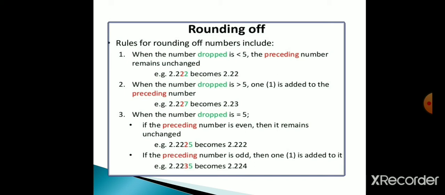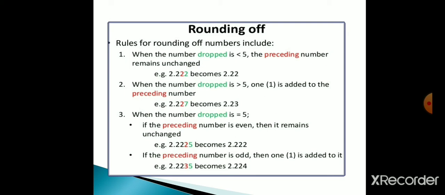The third rule is when the number dropped is equal to 5, there are certain rules to be followed. That is, if the preceding number is even, then it remains unchanged. For example, in the number 2.2225, the digit dropped is 5 and the digit before the dropping digit is 2, which is marked in red. Since 2 is even, it remains unchanged. So after rounding off, the number becomes 2.222.